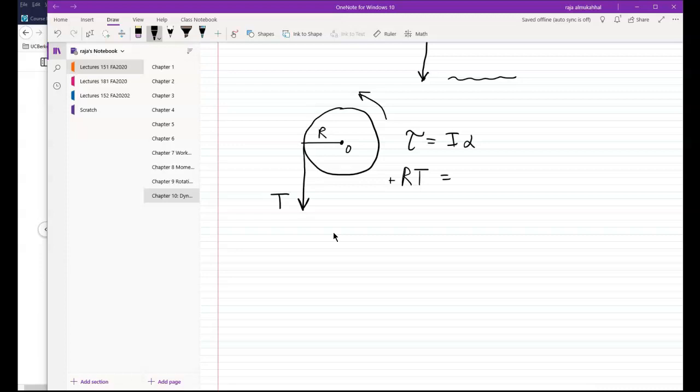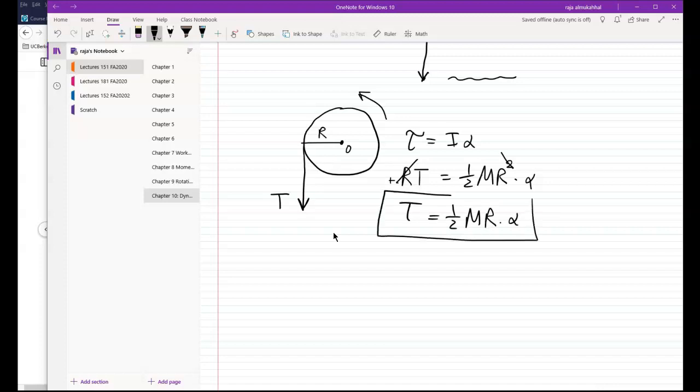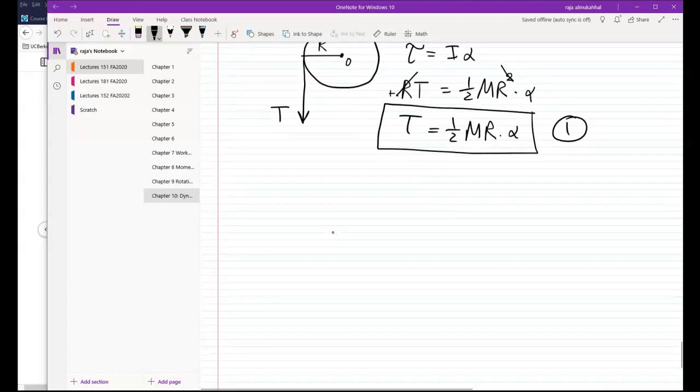I here is the moment of inertia of the winch. He said it's a cylinder, so that makes it 1/2 big M, big R squared times alpha. The R cancels out, and I end up with the tension T is equal to 1/2 big M R alpha. I'm going to box this equation. I'm going to come back to it in a minute when I work on the bucket. I'm going to call this equation 1. Got it? Okay, now let's work on the bucket.